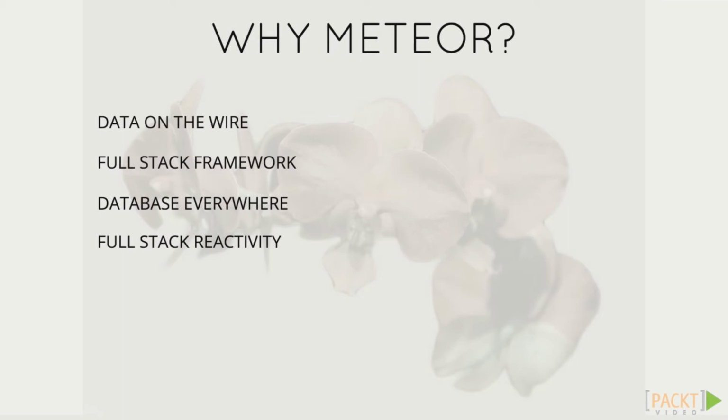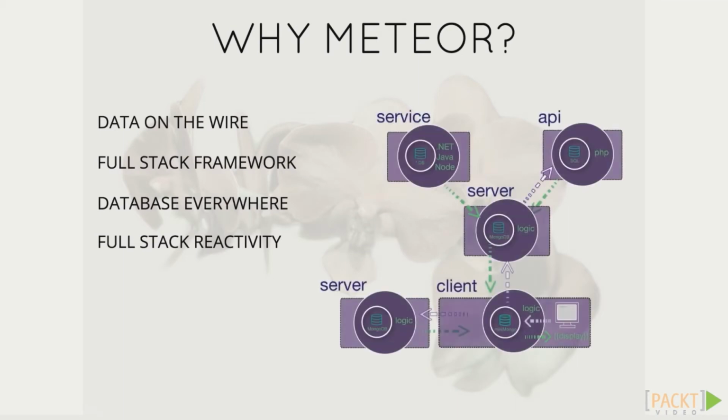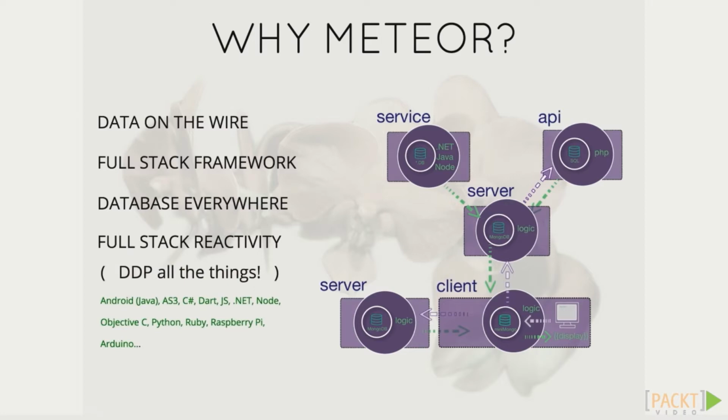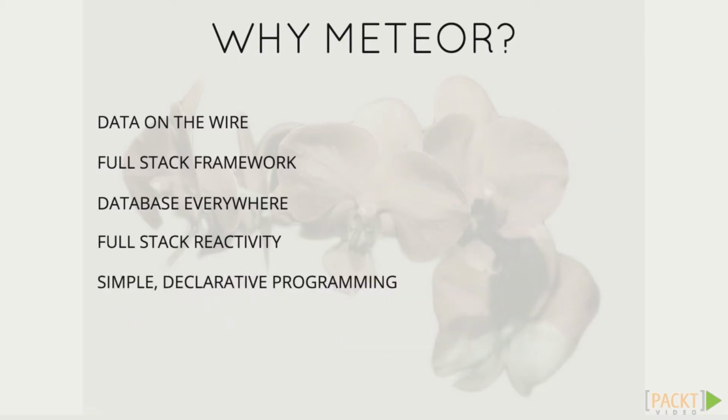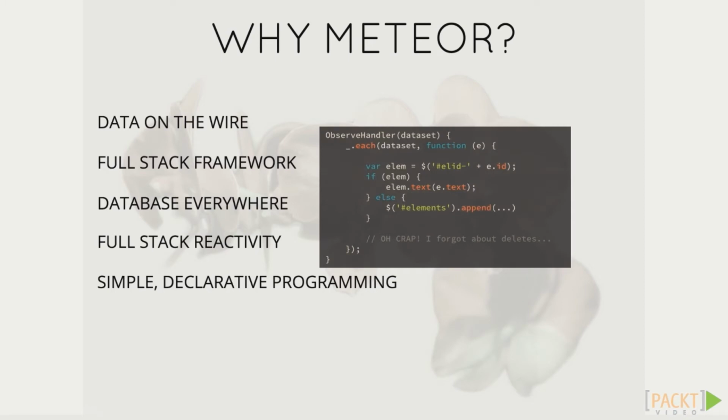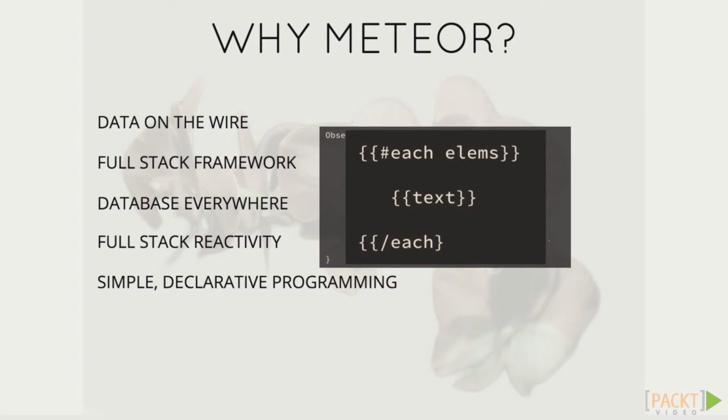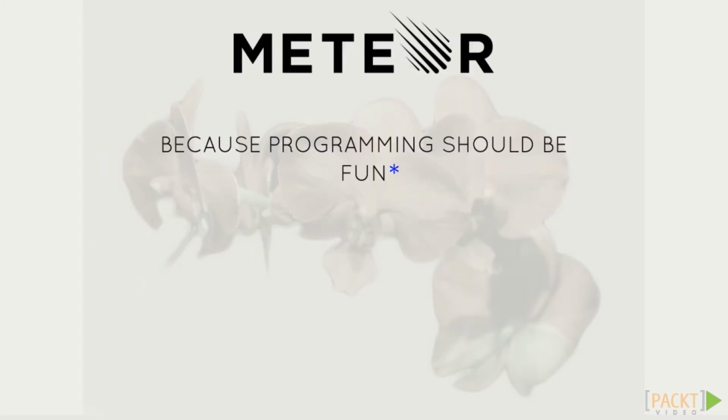This functionality comes together in what Meteor calls full-stack reactivity. You can have multiple clients and servers speaking to each other all over DDP in pretty much any modern programming language. Finally, Meteor applications are written with a simple declarative style. This means that rather than having to worry about the state of every element, you can write clear, concise, declarative code, making for a much more rapid and productive development experience. We believe that programming should be fun, and throughout this course we will show you how Meteor's simple, declarative, reactive data model can help you build better applications.